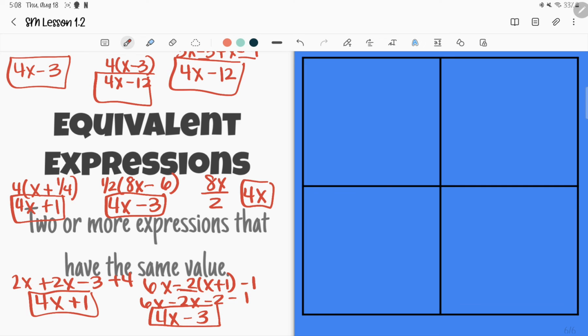Okay, and then I've got one more, and I'm really running out of room. Oh, no, I don't. It's already simplified. So we just have 4x. It's simplified already. I don't have to do any work.